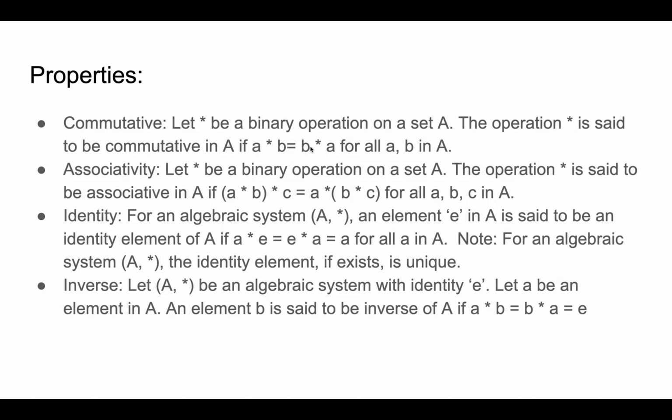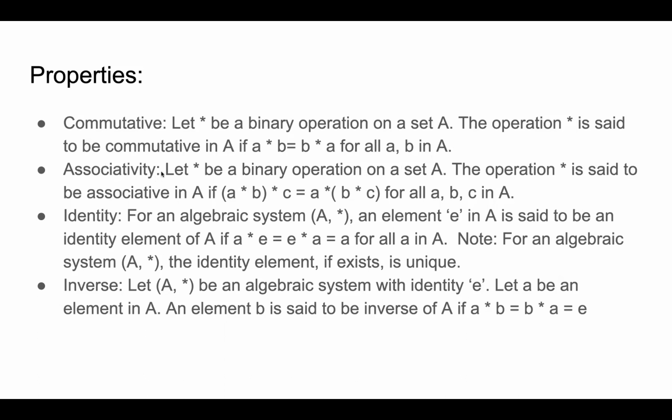How is it going to be there? A star B is equal to B star A. In case of multiplication and addition, it is possible. Order cannot matter there. 4 into 3 is equal to 3 into 4. Both the sides are equal. 12 is equal to 12. For all A, B in A, it is possible for two operations, that is addition and multiplication. In that case, the algebraic system is commutative. Okay. Then what is associativity?